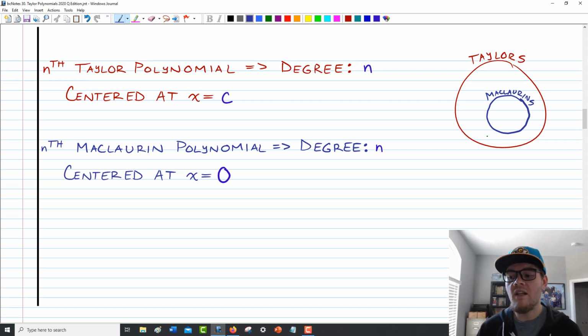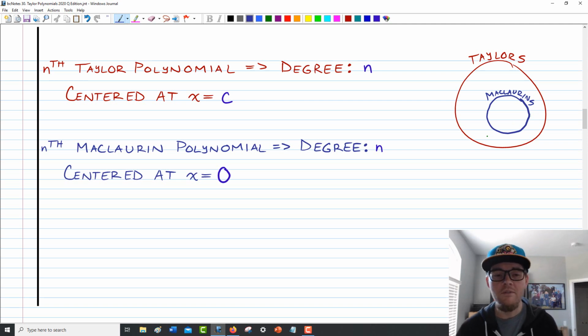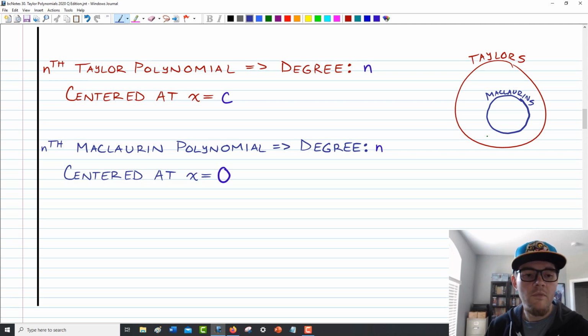So it's a very small distinction. It's not even one that's going to be particularly difficult for you to get used to. So just get that in your head too. We've got these Taylors and Maclaurins. Maclaurins are just a special case that centers at 0. Taylors can be centered anywhere.